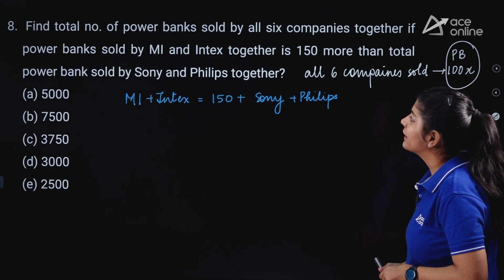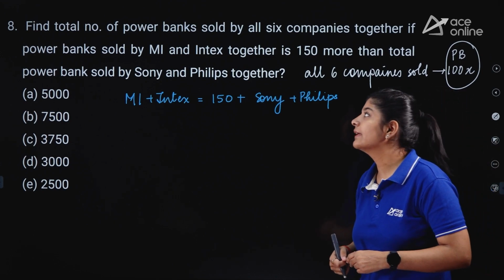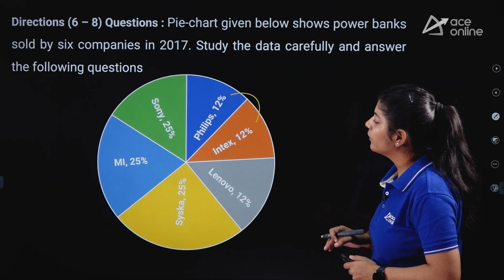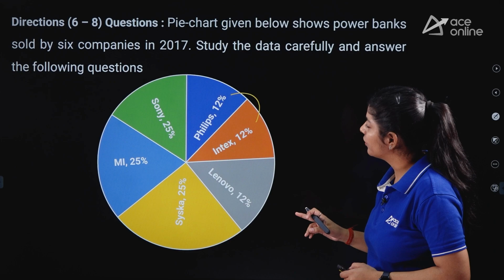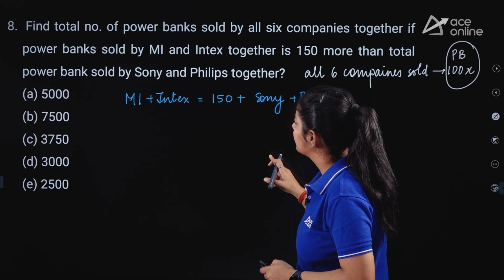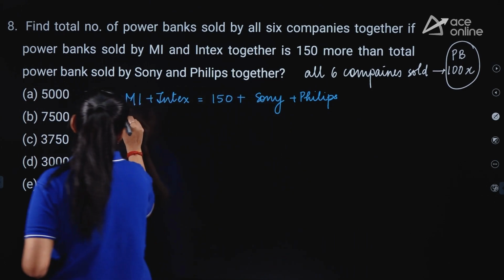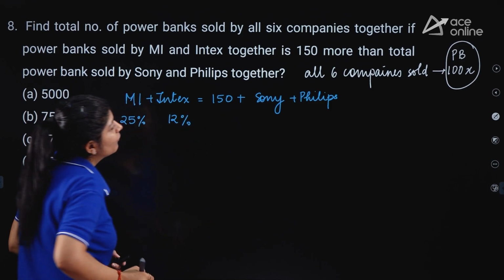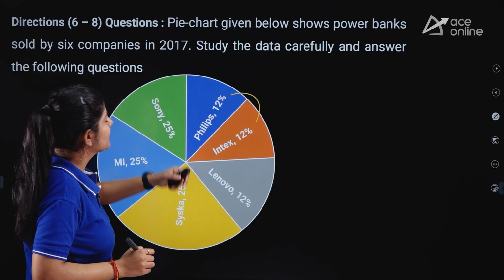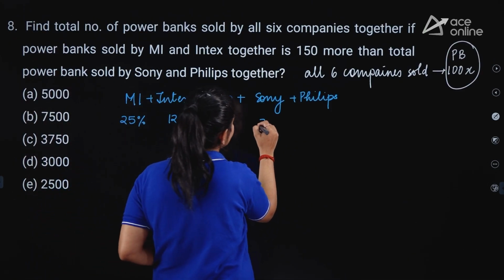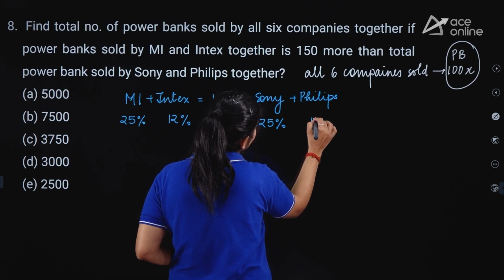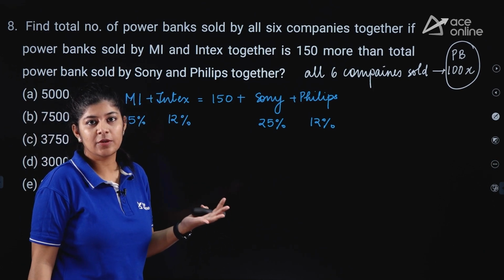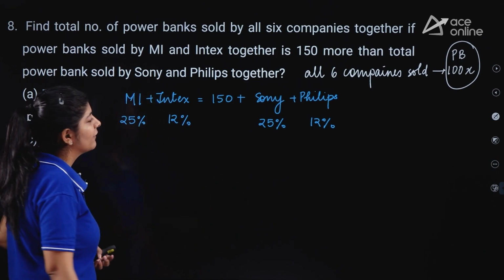You need to calculate the total number of power banks sold by all the 6 companies together. So for the MI, we are having 25 and for the Intex, we are having 12. So here we are having 25%, here we are having 12%, right? For the Sony and for the Philips, again we are having 25, and here we are having 12%. So basically you first need to make the equation, and after that you have to calculate it.